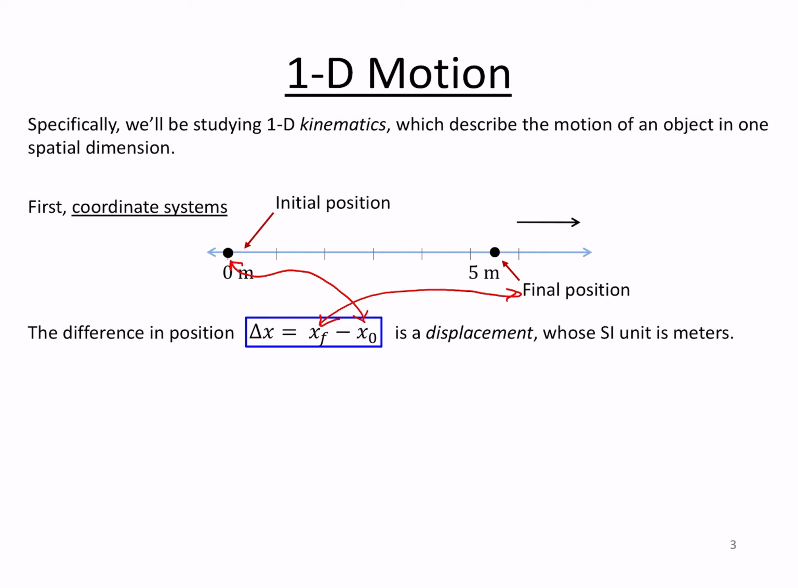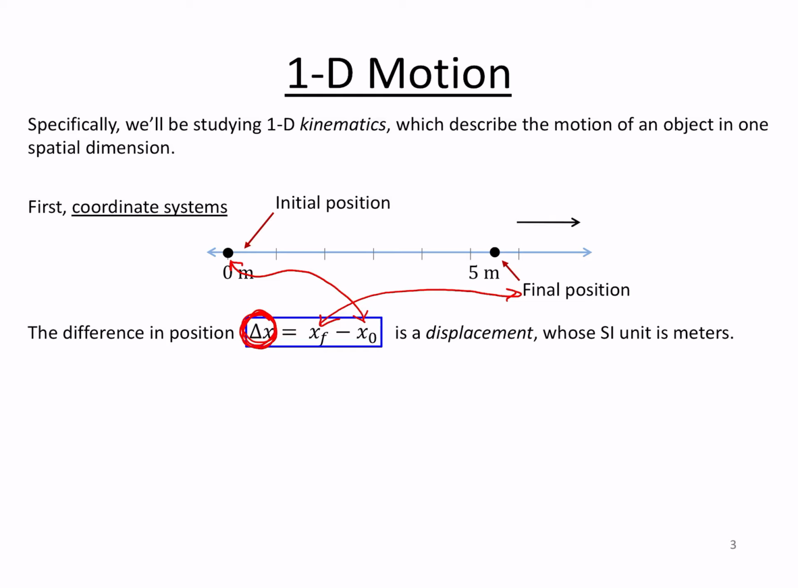The difference of those two things, final minus initial, in other words, delta x, the change in position, that is a displacement. We'll talk a little bit about both, a little bit now and a little bit in the future, about how that's different from distance. So by definition, displacement only cares about final and initial position.